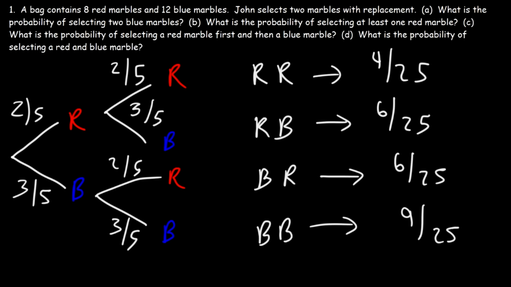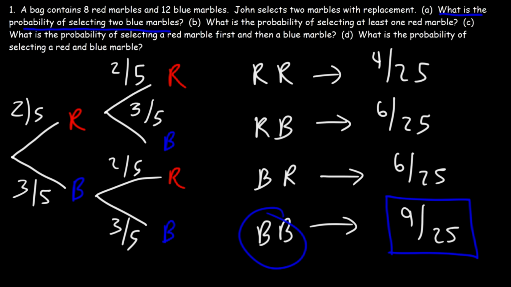So now that we've completed the tree diagram, we can now answer the questions in this problem. So what is the probability of selecting 2 blue marbles? So the answer is right here. The probability of selecting 2 blue marbles is 9 over 25.